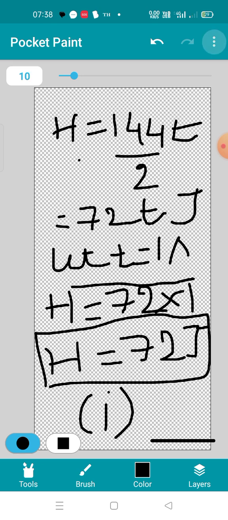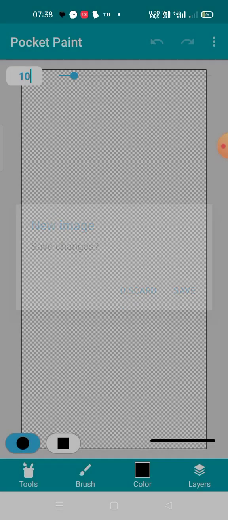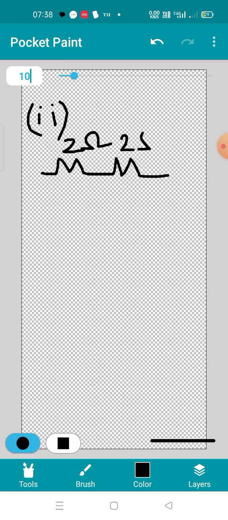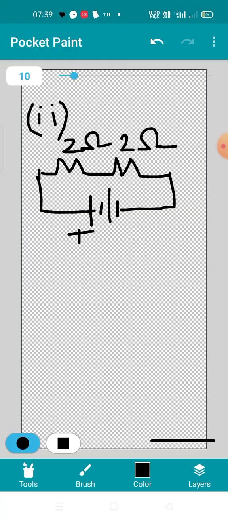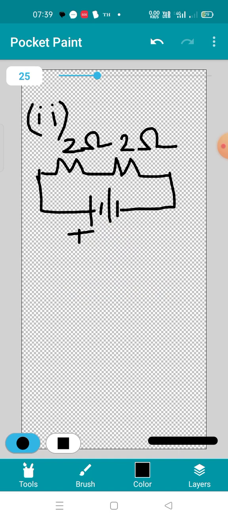So now let's see the second circuit and see how to calculate heat produced in the combination of resistors there. So in the second circuit, there are two resistors of 2 ohms each. These two resistors are connected to a 12 volt battery like this. Connected to a 12 volt battery.